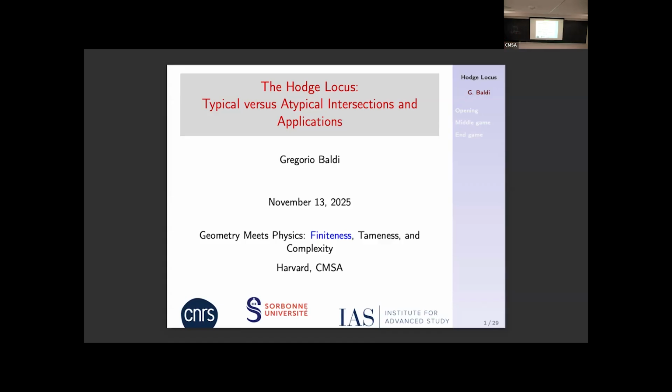Not Hodge. Not Hodge. Bezout? No, not Bezout. Well, Sir Isaac Newton. So there's some physics there as well.